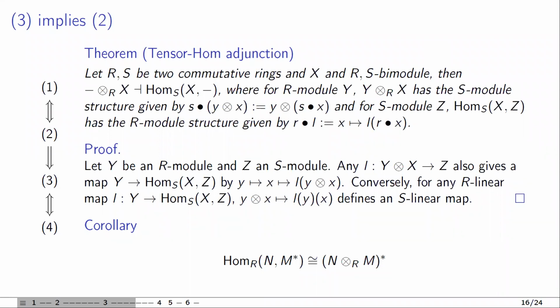So by plugging in S to be the integers, we can see that all the R-linear maps from N to the character module of M actually come from the character module of N tensor M. You get that they are isomorphic. It's exactly just the adjunction. This is just Hom(M tensor N, Q/Z).